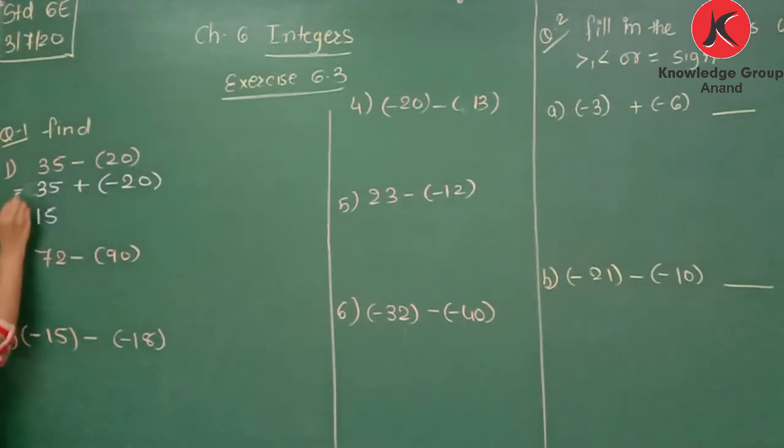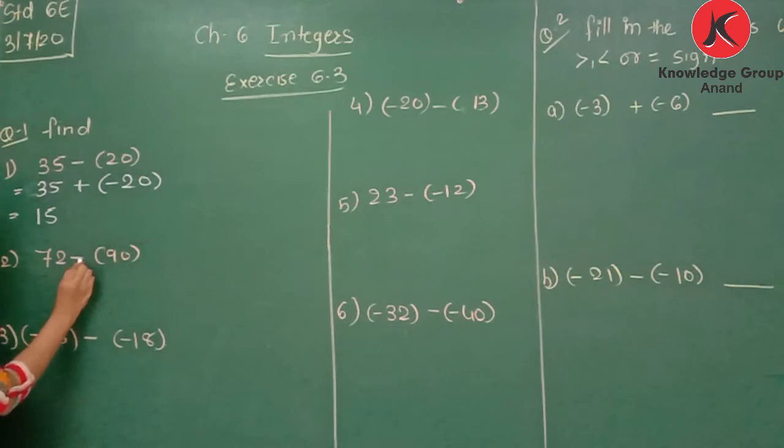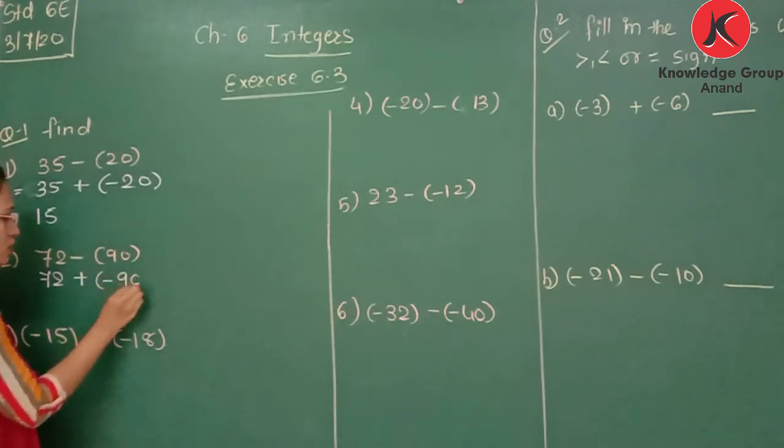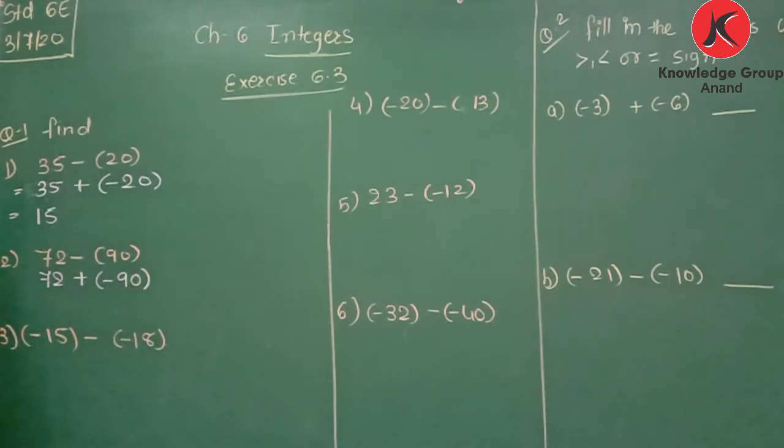And sign of greater number, which one is greater? 35, and 35 is positive, so answer is also positive. Now next one, 72 minus 90. So here 72. Subtraction converted to addition by writing the inverse of 90, that is minus 90.